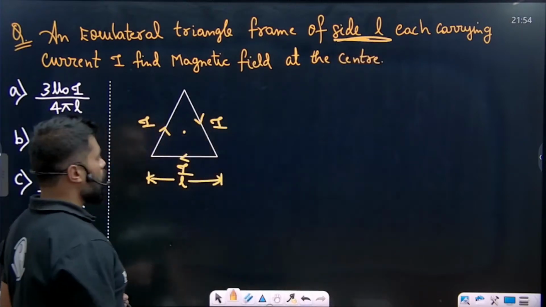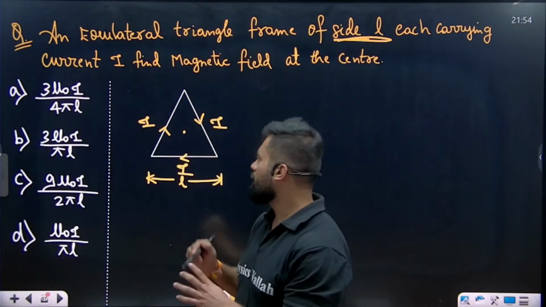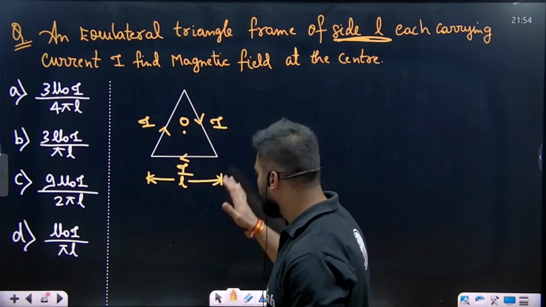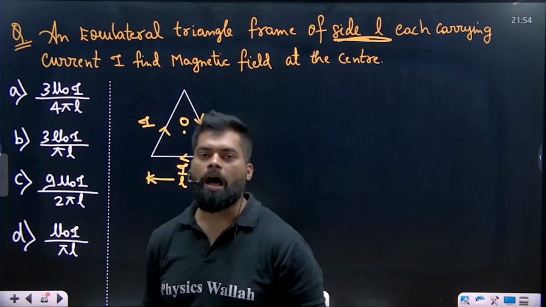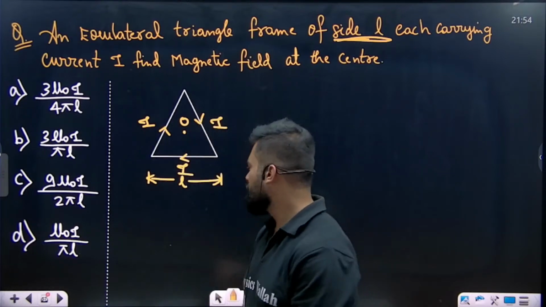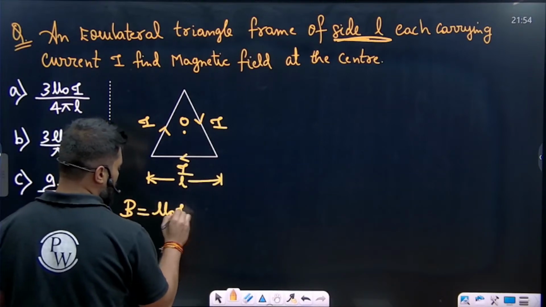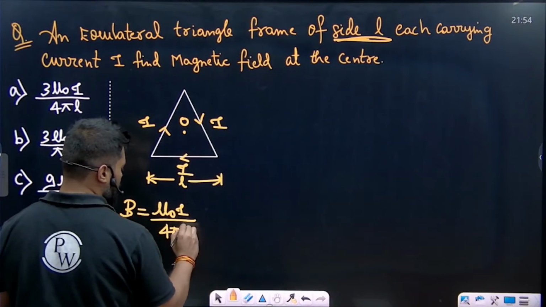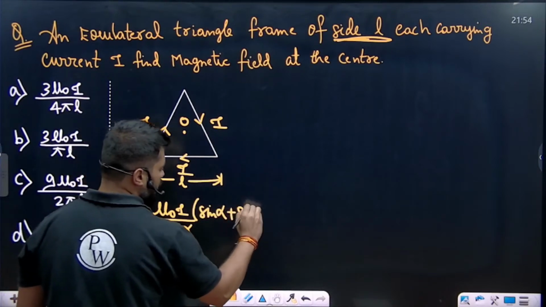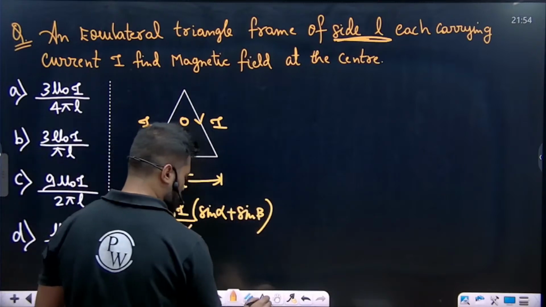Now, what do we have to find? We have to find the magnetic field at the center of this triangle. Let us suppose the center is O. We know the formula of magnetic field produced by a current carrying conductor: B equals mu naught I by 4 pi r into sine alpha plus sine beta. Yes or no? I hope you remember this formula.